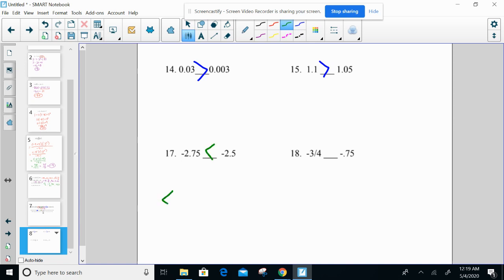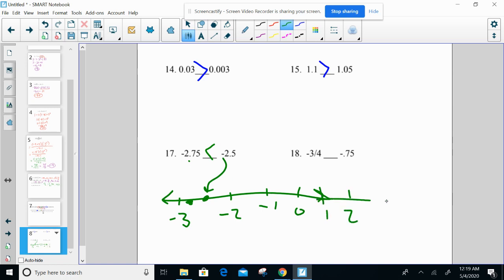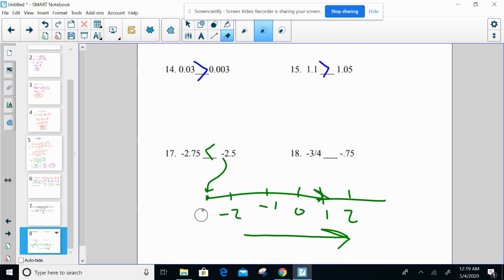Think about it on a number line. Negative 1, negative 2, negative 3. This one is going to be here, and negative 2.5 is going to be here. And if you think of a number line, the bigger numbers are always to the right. 2 is bigger than 1, 1 is bigger than 0, so that means negative 2.5 is bigger than negative 2.75. Be careful there with negatives for sure.